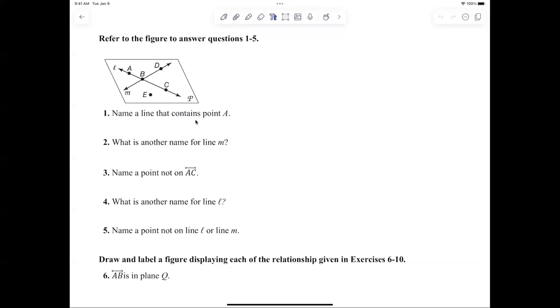BD. Now, when you do the BD, you know you have to have the symbol over the top. All right, so let's go ahead and do that. BD with your line on top. Name a line that contains point A. You could say L, or like someone said, AC with a line over it. All right, lots of options.